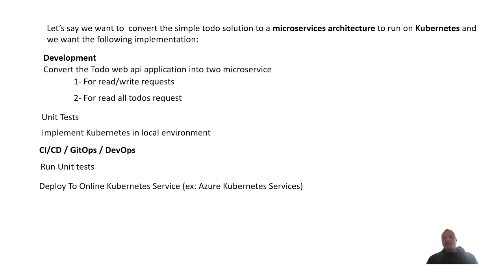We're going to have unit tests for each of them, and we are going to deploy it locally on a local Kubernetes environment that will use Docker Desktop. Also, we are going to have CI/CD GitOps operations that will run on GitHub to run the unit tests and deploy our new code or application images for each microservice to the online Kubernetes service, and we're going to use Azure.